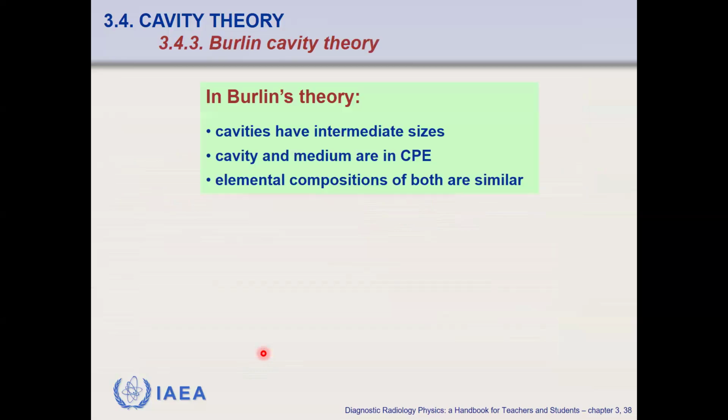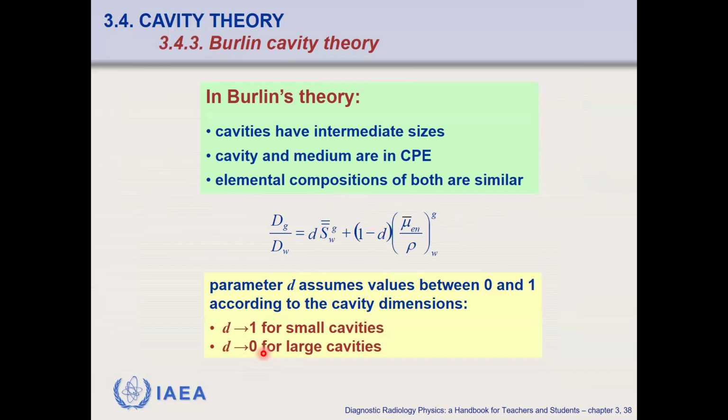Another cavity theory is the Burlin cavity theory. In 1966, Burlin proposed an intermediate cavity theory. Here we are talking about a cavity which has intermediate sizes. So it describes the situation when the ranges of electrons are comparable to the size of the cavity. We are talking about an intermediate cavity, of intermediate size. So this is the Burlin theory.